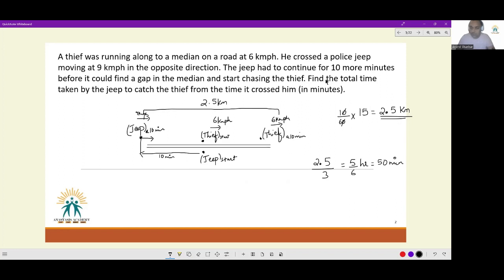Now the final question is, find the total time taken by the jeep to catch the thief from the time that it crossed him. It will take 50 minutes for the jeep to catch up to the thief after making the U-turn, and there will be initial 10 minutes of going forward. So total time taken by the jeep to catch the thief from the time that it crossed him, the answer will be 60. The initial 10 minutes spent here and the additional 50 minutes spent after this. Okay. Next question then.